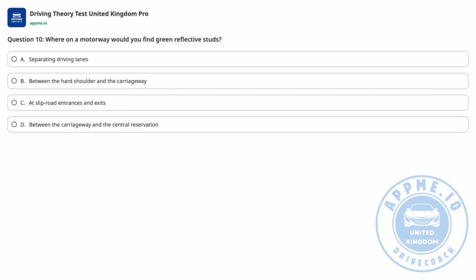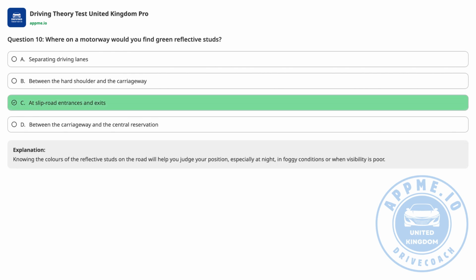Question 10. Where on a motorway would you find green reflective studs? A. Separating driving lanes. B. Between the hard shoulder and the carriageway. C. At slip road entrances and exits. D. Between the carriageway and the central reservation. The correct answer is C.